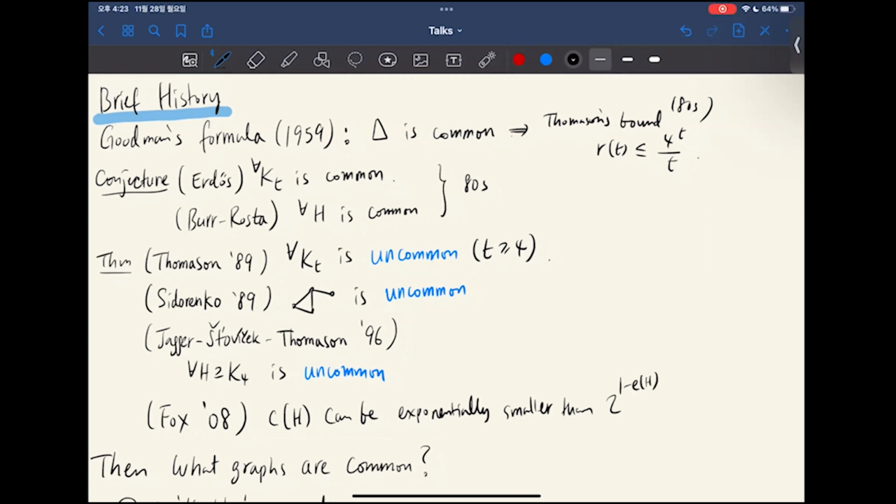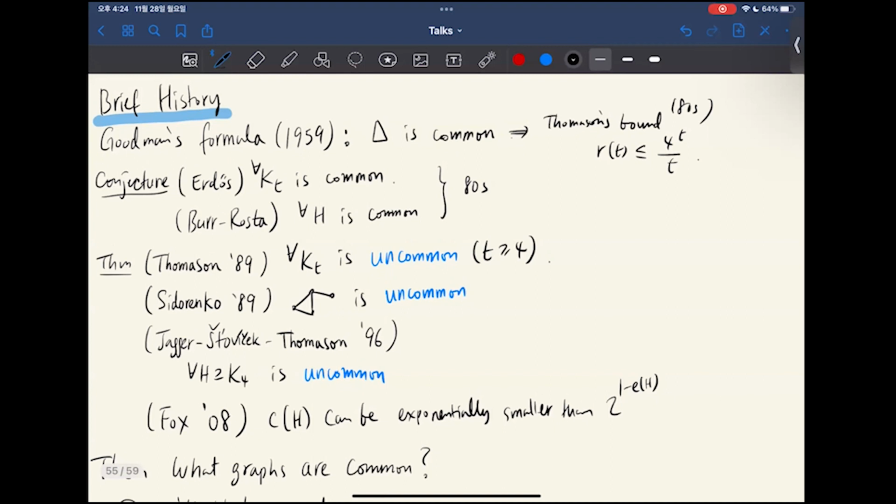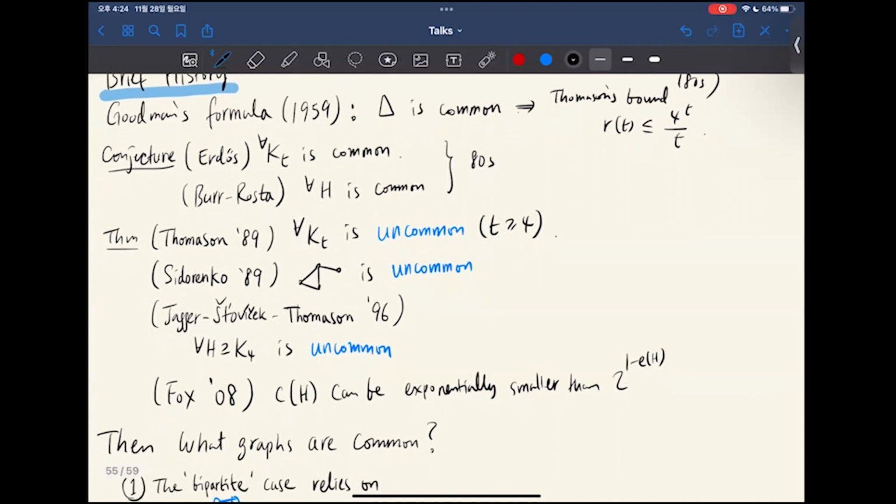Then the commonality bound, if you cook up some H that is non-bipartite. So these were some typical examples. There are many other papers concerning commonality, but this is a very brief overview of the history.